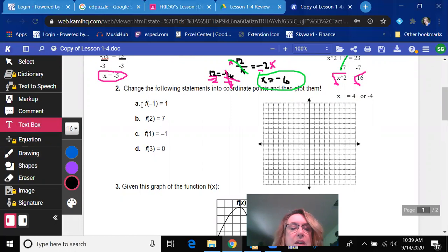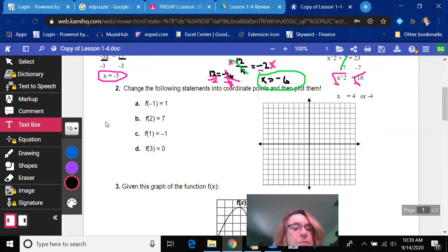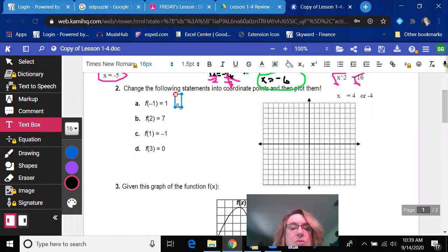So this is giving me a statement. It's just f of -1 equals 1. And I want to change the statement into a coordinate point, and then I'm going to plot them. So there's 2 steps. So the first thing, I'm going to take this. Oh, I wanted to keep that one. I just wanted to move it.